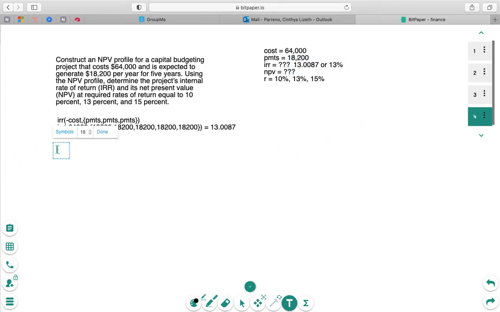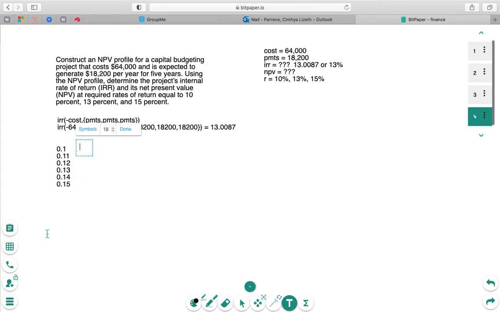To make your NPV profile, I'm just going to do the ones for 0.1, 0.11, 0.12, 0.13, 0.14, and 0.15 instead of all of the other numbers. Technically they're only asking for 0.1, 0.13, and 0.15, so if that's what you want to do, you can.